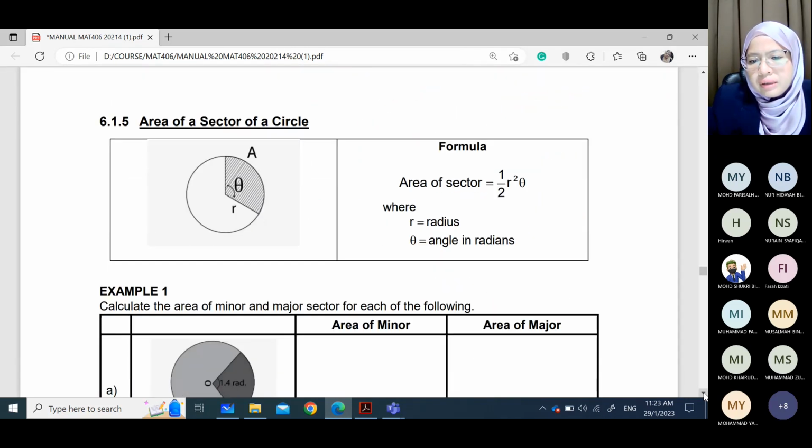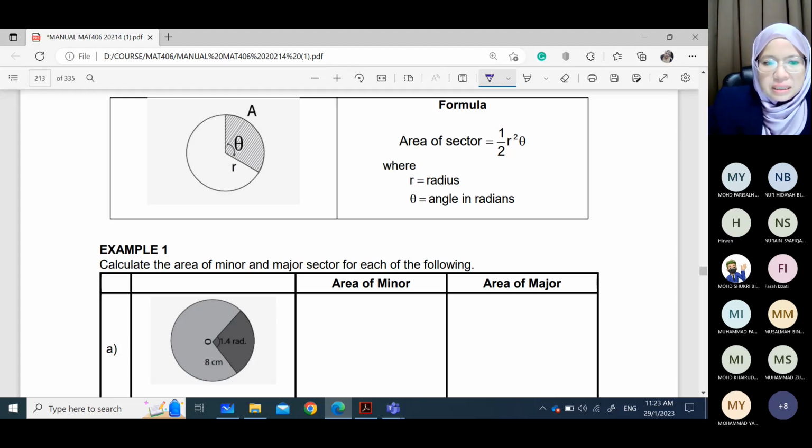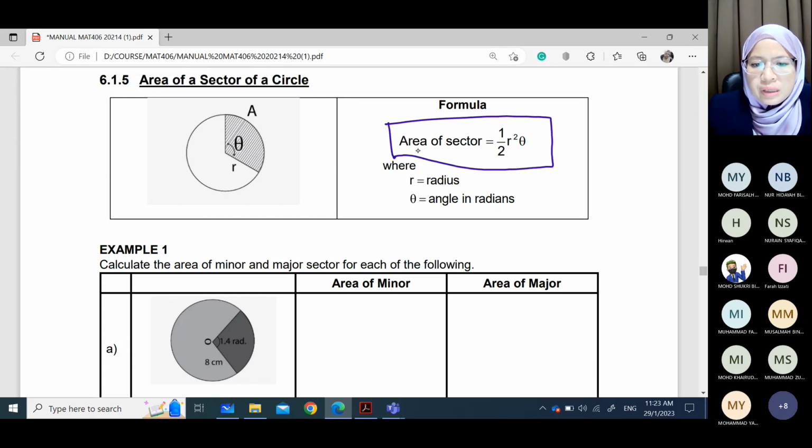So now we look at area. So area of a sector of a circle. Area adalah keluasan lah. Keluasan bagi sektor yang you shaded ni. Kita nak cari berapa keluasan dia. Okay. So the area is based on the radius and angle. So ini adalah formula bagi area of a sector. Okay. 1/2 r squared theta. So r is the radius, theta is the angle in radians.